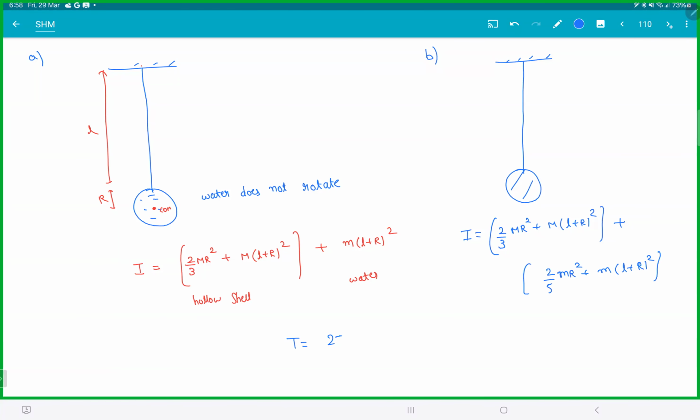And the time period will be 2π root of I of the system, which we have calculated, divided by total mass M plus m, times g, times d, where d is the distance from the center of mass to that point, L plus R. Check. See whether you got the same thing. You cannot treat the shell plus water as a solid sphere. Don't do that. You have to separate them as two different parts. You have to treat them as a solid sphere and hollow sphere separately. Clear? This model is important. The water won't rotate. We have seen this in rotation. This is the second time you're seeing it again. Clear?